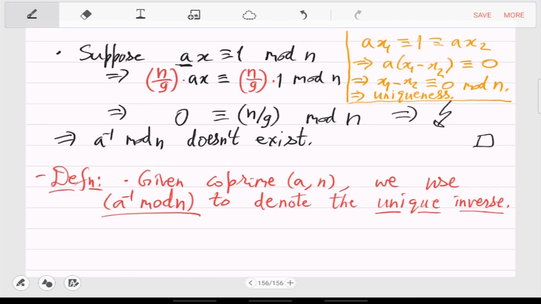So then we will have this definition that whenever I write A inverse mod n, I will mean that it exists, that the numbers are co-prime, and that it's unique. Okay, if it doesn't exist, then we'll not use this notation.